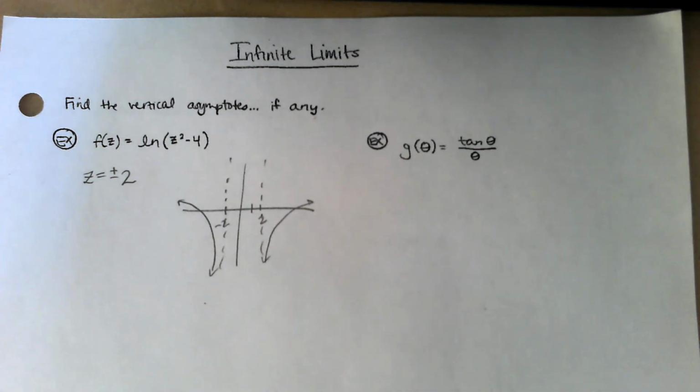So wherever the log is 0, that's an asymptote. If you're trying to take the log of a 0, that's an asymptote, whatever x value makes that happen. If it's the log of a negative, that's not an asymptote. That's just where the graph doesn't exist. Do we follow that? Okay. How about the second exercise?